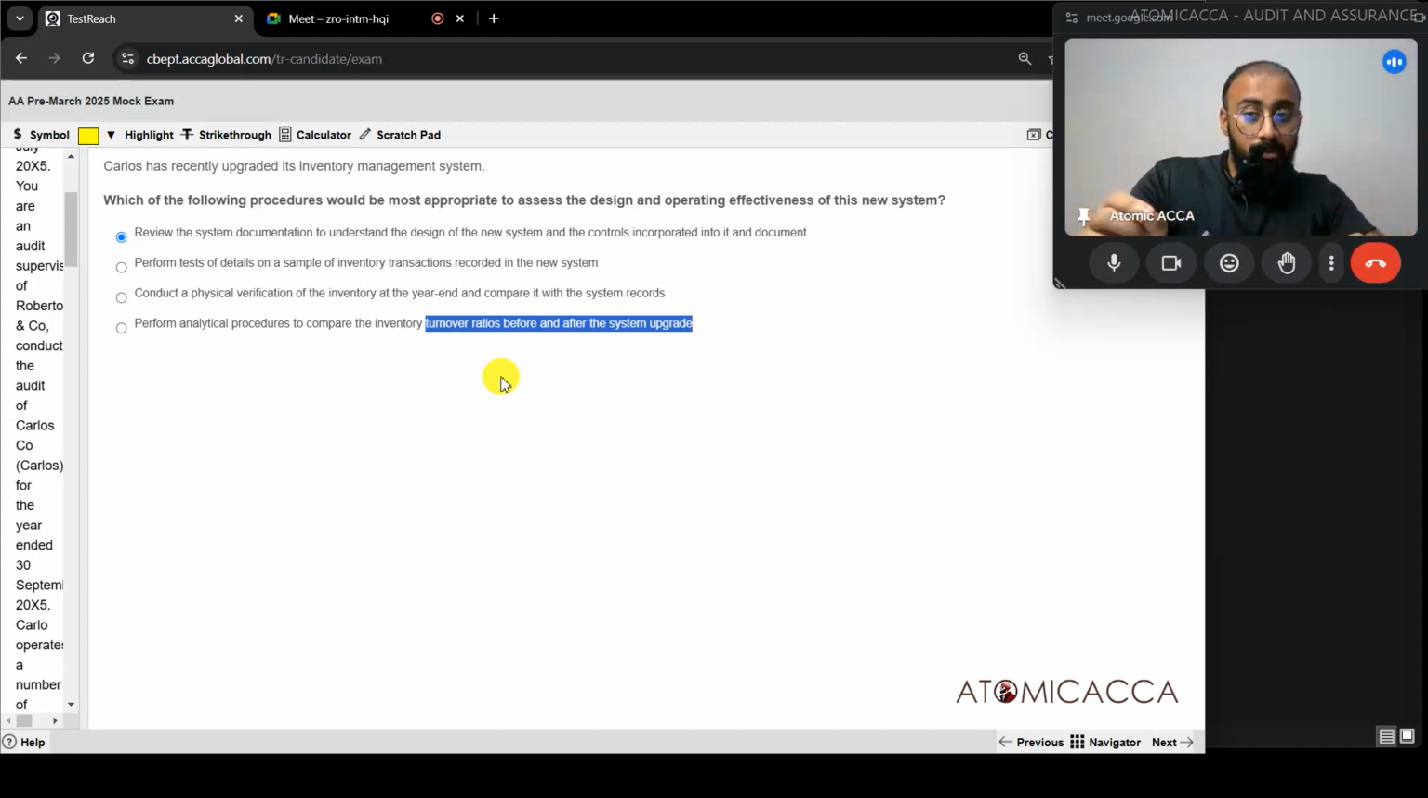So option D is not going to give me any idea about whether the system is working properly or not, because it's not directly connected to sales at all. So options B, C, D are wrong. So by default, option A will be correct.